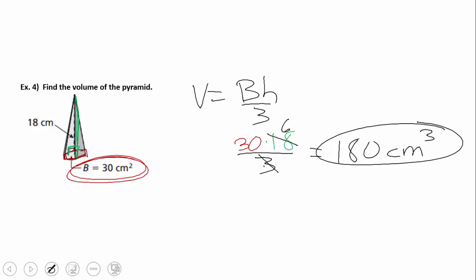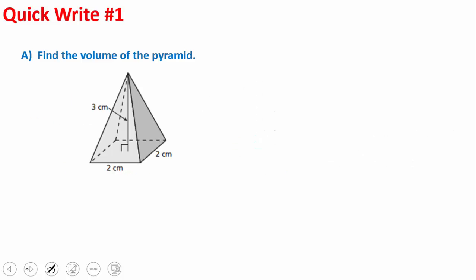Ladies and gentlemen, knowing the formula, identifying the base, taking that shape, finding its area, doing the math, substituting the numbers, it's all the same process no matter what we're doing. So our first quick write tonight, find the volume of this pyramid. And if you wanted to, you can make a quick sketch of it, label everything you know, and use the formula. Volume equals area of the base times the height divided by 3.